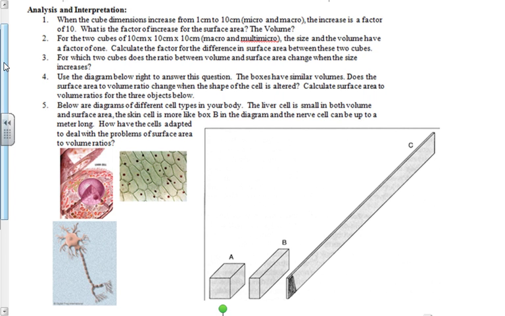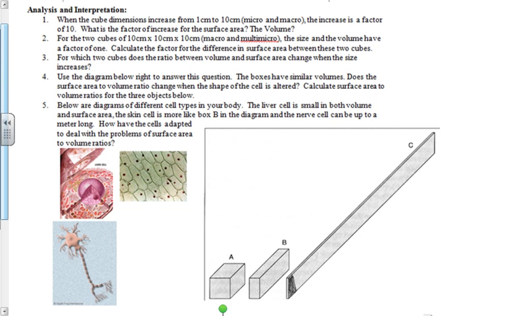For number 3, for which of the two cubes does the ratio between volume and surface area change when the size increases? So now you're looking at all 3 cubes. Here's the thing to remember though. If you make multi-micro bigger, do the little ones inside get bigger? No, it just fills up with more of them. So that's the thing you've got to consider here, because otherwise sometimes people get the wrong answer. If you're a multicellular organism, you grow by making more cells, not by making your cells bigger. Everybody follow? So your surface area to volume ratio kind of stays the same.